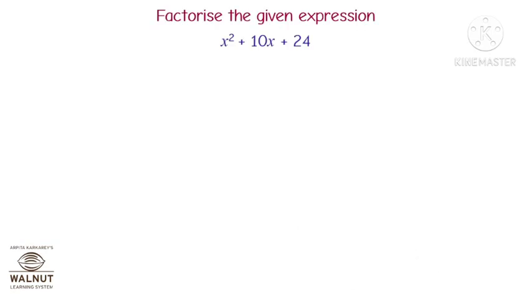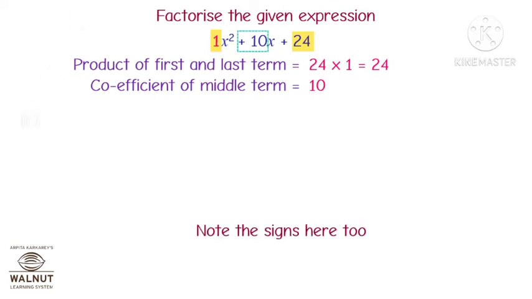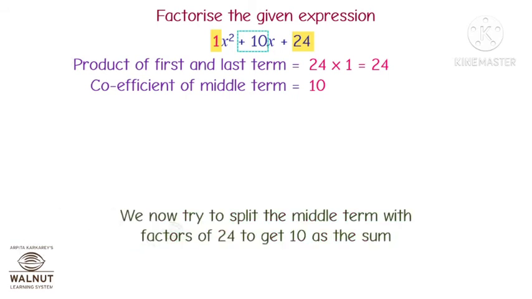Factorize the given expression: 1x square plus 10x plus 24. Product of first and last term is equal to 24 into 1, which is equal to 24. Note the signs here. Coefficient of middle term is equal to 10. Note the signs here too. We now try to split the middle term with factors of 24 to get 10 as the sum. 24 is equal to plus 2 into plus 12. But plus 2 plus 12 is equal to 14.